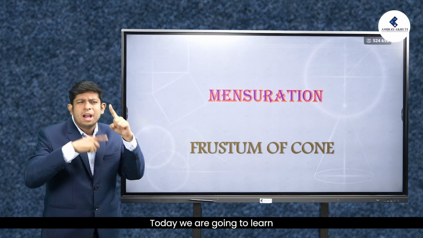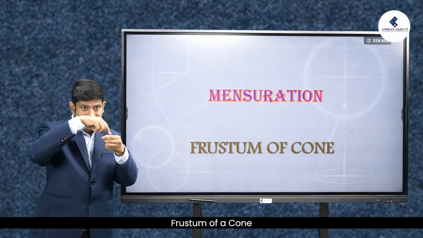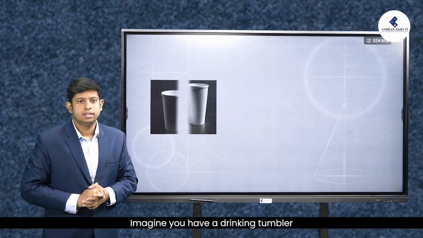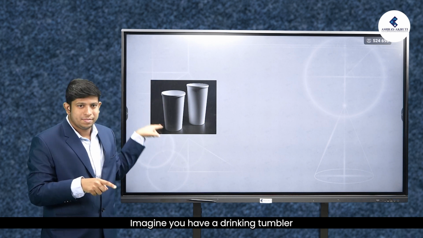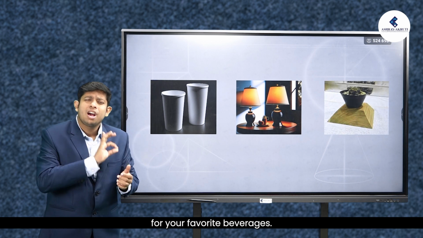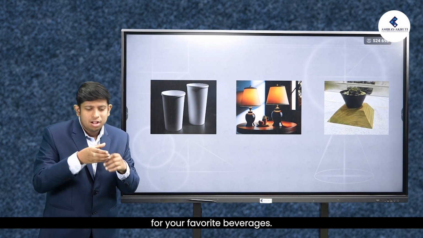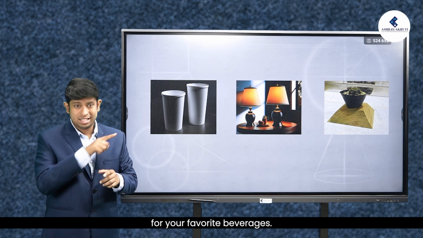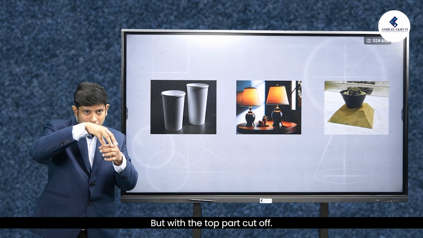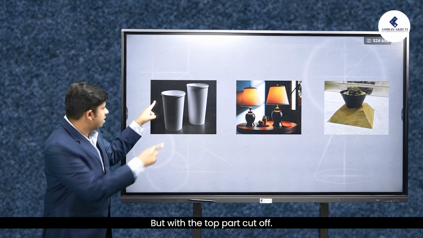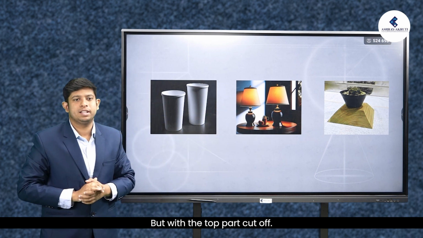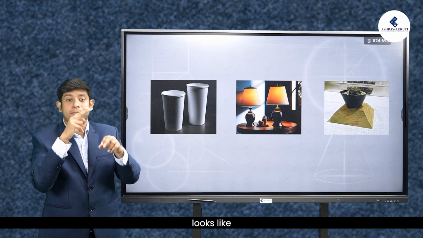Today we are going to learn frustum of a cone. Imagine you have a drinking tumbler, the kind you use for your favorite beverages. It is not a regular cylinder but a shape that's a bit like a cone but with the top part cut off. That's what a frustum of cone looks like.